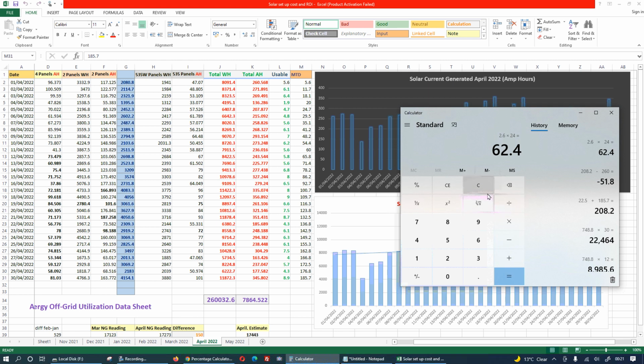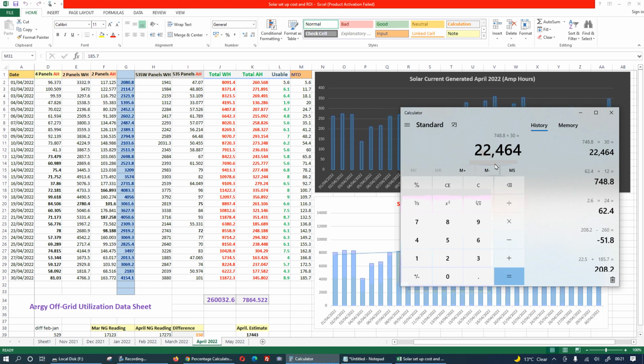Yeah, just to make sure we're getting an accurate figure here. So 62.4 times 12 hours. So we've got 748 or 749 approximately watt hour in a day that the inverter is using on its own. So if we multiply that by 30 days, which we have in the month of April, that gives me around 22.5 kilowatt hour.